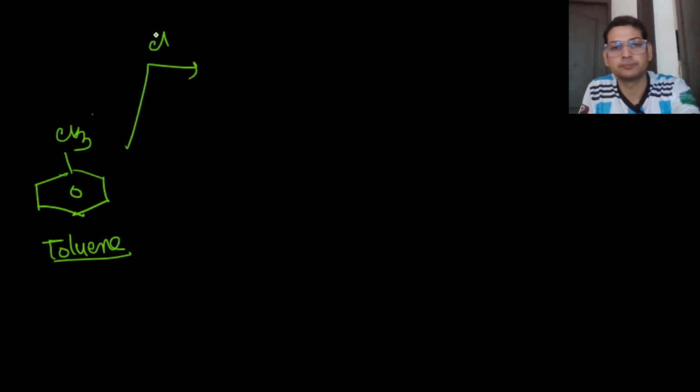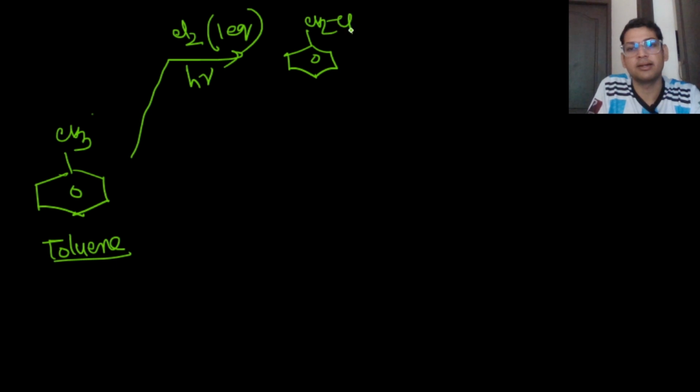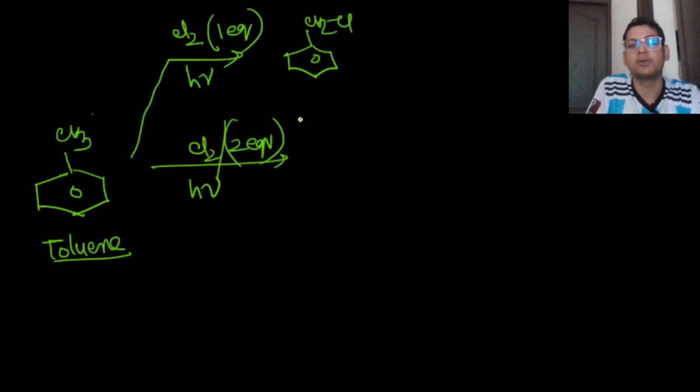As I am doing this question, let's have a revision of this thing. Suppose you are having toluene. You have done Cl2, 1 equivalent in presence of h nu. You will get the benzene ring with CH2Cl. If you do Cl2, 2 equivalent, h nu, you will get the benzene ring with CHCl2.